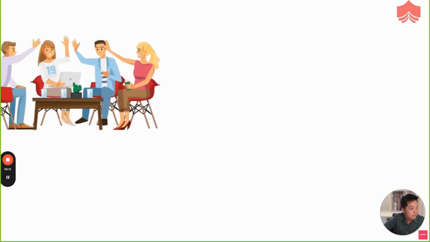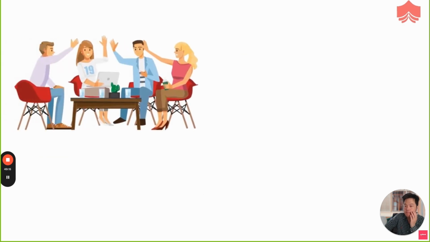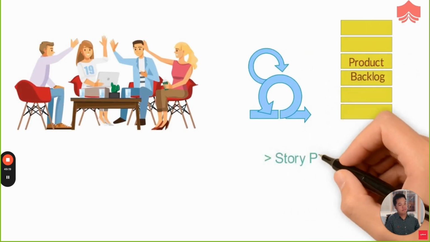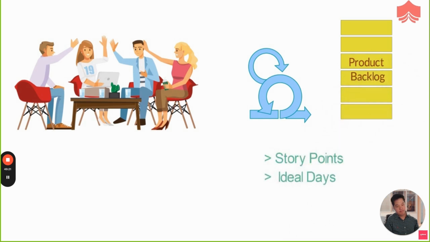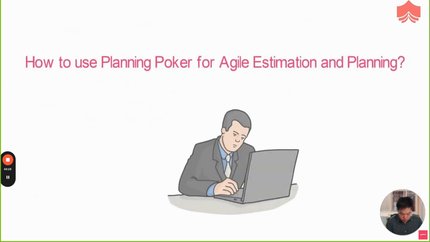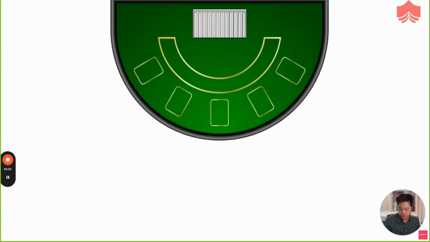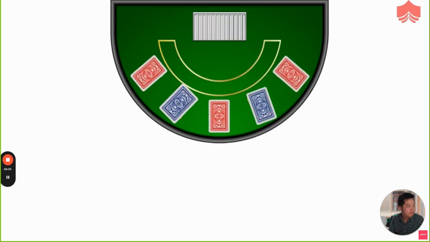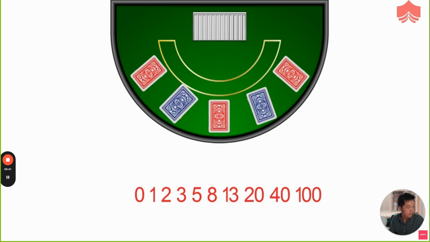Planning poker is a consensus-based estimation technique. In Agile, it is used to estimate the product backlog. Story points, ideal days, or any other estimating unit can be used with planning poker. So how do you use planning poker for agile estimation and planning? At the start of the session, every person in the team holds a deck of planning poker cards. Each card contains a value, like 0, 1, 2, 3, 5, 8, 13, 20, 40, and 100.